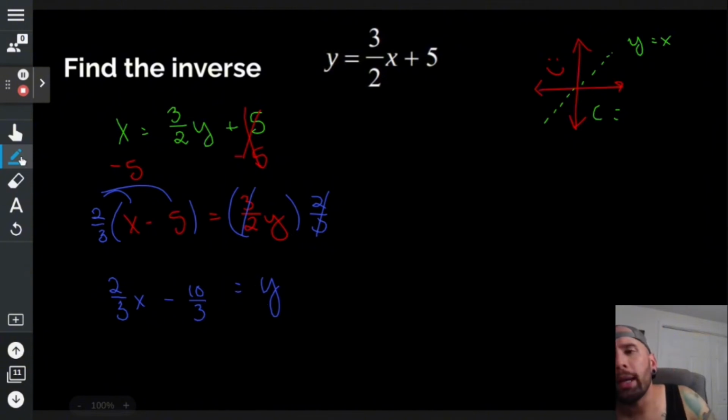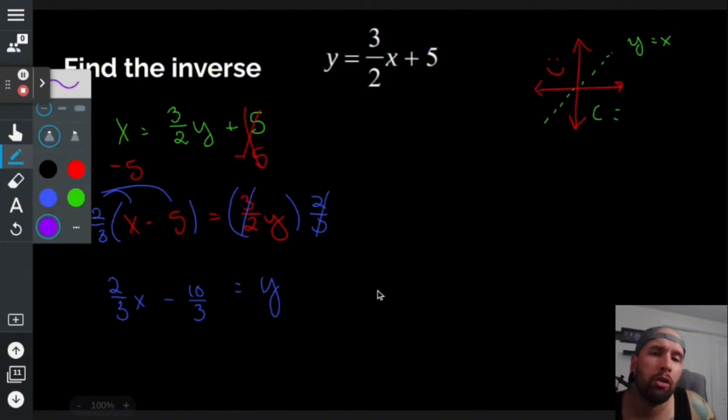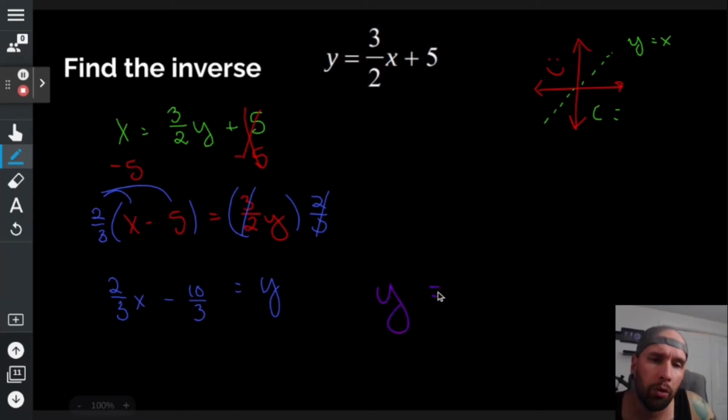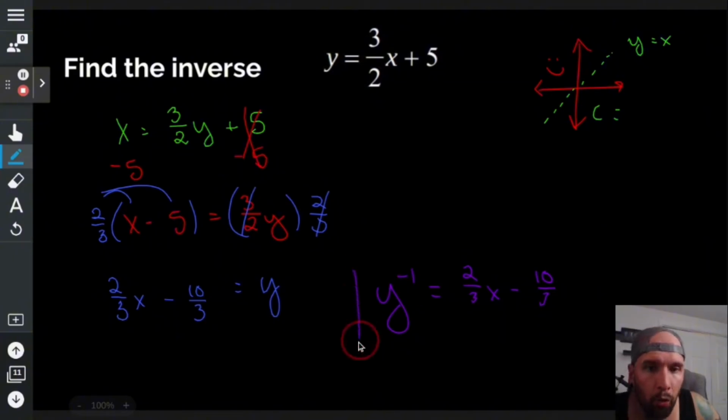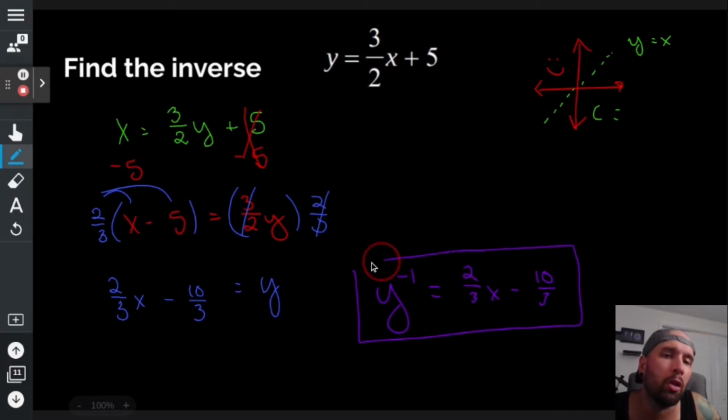y is on the right, and I don't like that, so I'm going to swap them. y equals 2/3 x minus 10 over 3. And the very last step is to put the little inverse symbol right there so that you, your teacher, and the whole world knows that you just found the inverse. Step number 1, swap y and x. Step number 2, solve for the new y. Step number 3, turn that y into the inverse notation. That's how you find inverses.